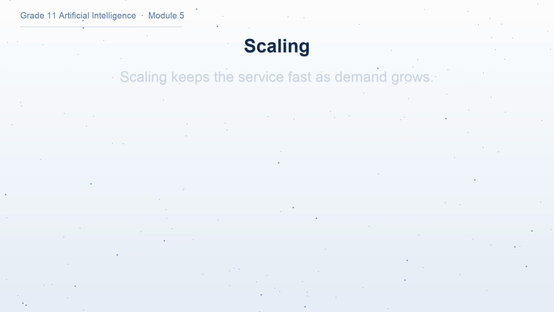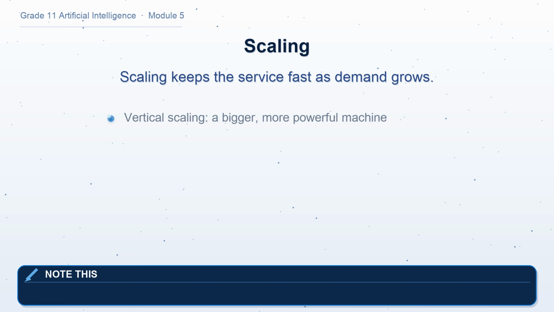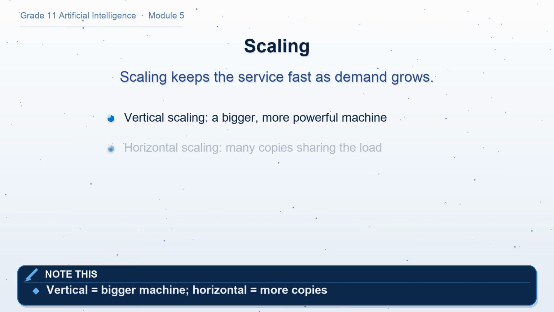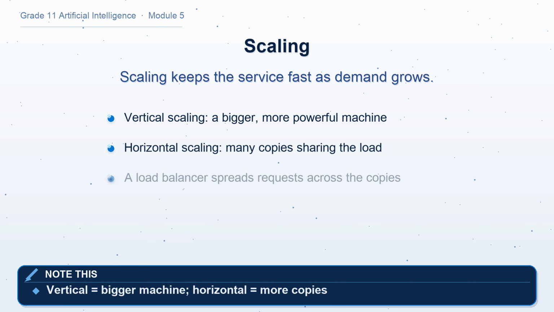Scaling is how we keep the service fast as demand grows. There are two ways to scale. Vertical scaling means moving to a bigger, more powerful machine. That helps, but a single machine has a ceiling. Horizontal scaling means running many copies of the container side by side, sharing the work. A load balancer sits in front and spreads incoming requests evenly across those copies.